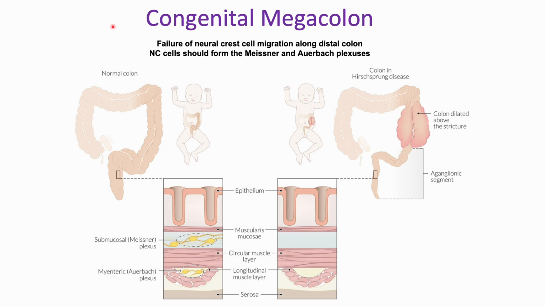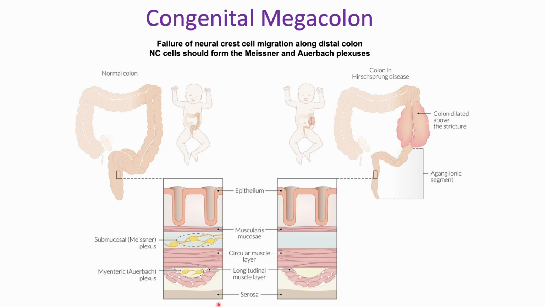So congenital megacolon is caused by failure of the neural crest cell migration to the distal colon. Neural crest cells are going to be supplying the parasympathetic components to the distal colon, and you can kind of see here, if you take a histologic sample of the distal colon, you should usually see underneath the muscularis mucosa, you'll have the submucosal plexus.